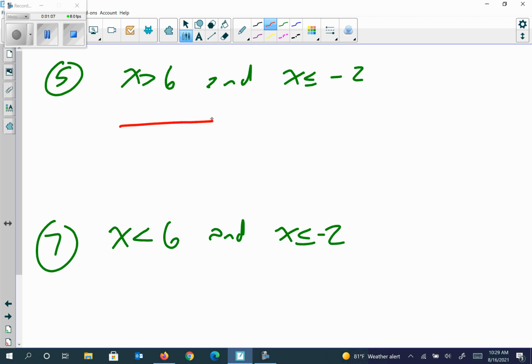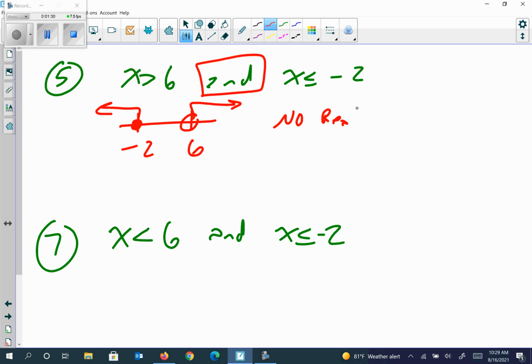Number 5, so again, I'm going to draw myself a little number line. I know negative 2 is down here, so I want a solid dot because I have an equal sign going this way. And then I have 6 over here, 0 somewhere in between. I'm going to have a dot go this way. So again, we have the word and being used. So will we have any type of overlap with these particular items? And the answer is no. So this is, again, no real solution. And real refers to the real number system. That's the name of it.